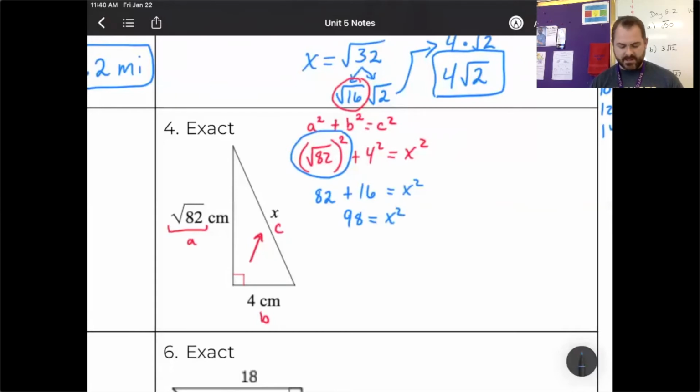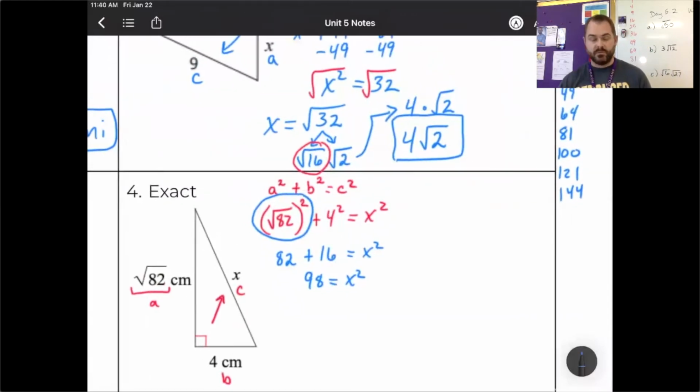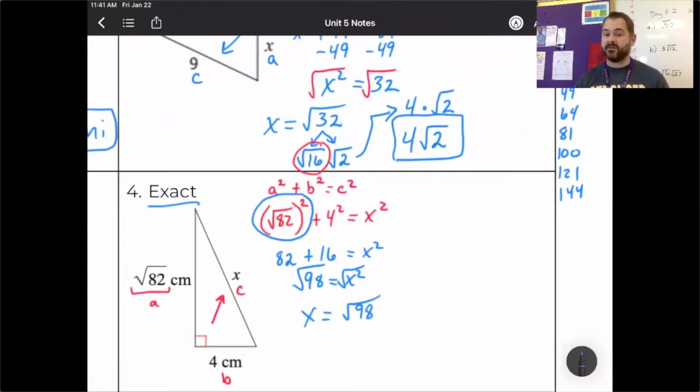Okay, so again, we want to take the square root of both sides. So x is the square root of 98, but here they're asking for an exact value. So I want to split this into two radicals, where the first one here is our biggest perfect square factor of 98, or the biggest perfect square you can divide 98 evenly by.